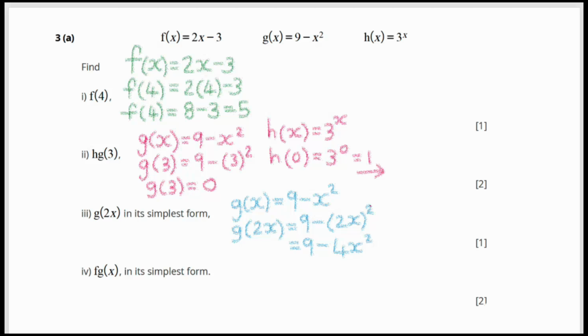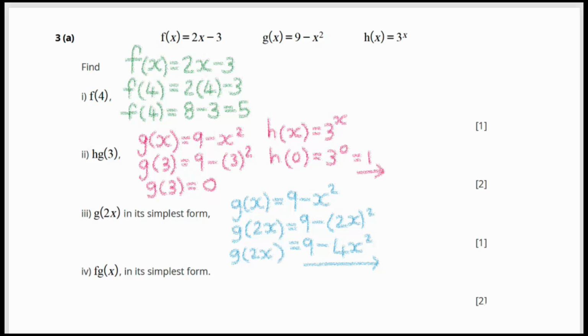Because remember, there's a 1 over here and a 1 over here, and you have to multiply both these exponents by this exponent, or this index 2. So it changes to 2 squared x squared. 2 squared is equal to 4. That's how we got to that answer. Okay, so now we have g of 2x is equal to 9 minus 4x squared. And that is our simplest form. So that is the final answer. You will see it only counted 1 mark.